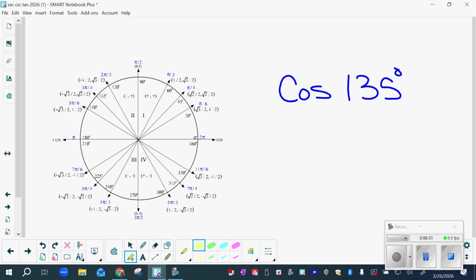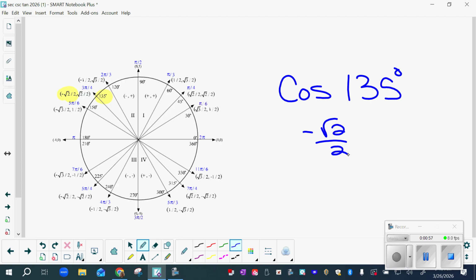So I am going to go to 135. I'm going to get the cosine. It is negative. Your answer will be negative root 2 over 2. Yay! That's literally how we do these. It's going to be that easy. Is everybody cool with that? Yeah. So you supply this, I supply that. Does that make sense?